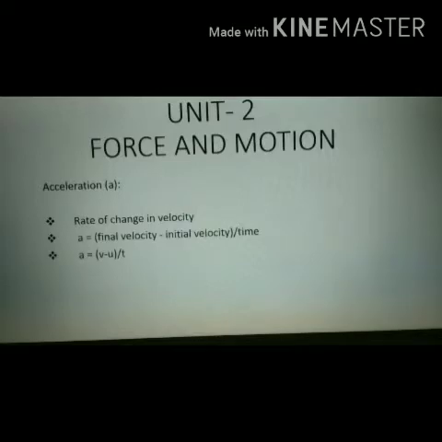Now, you can say the formula for acceleration. A is equal to V minus U by T. And what is the definition for acceleration? Rate of change in velocity. Now, you can see this picture where in the first one, a man is jogging where the distance is 5 meters in 1 second, while in the second picture, a lady is doing jogging where the distance covered is 10 meters in 1 second.